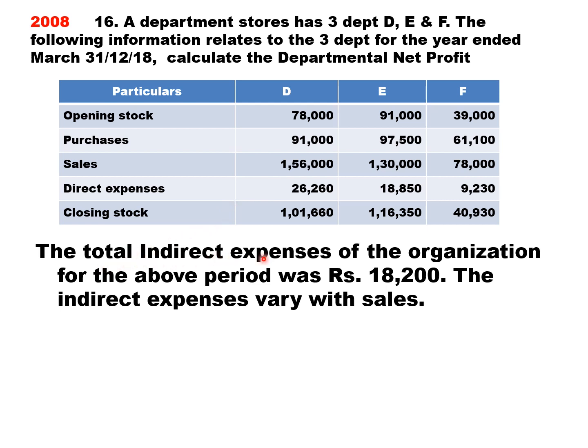The total indirect expenses of the organization for the above period was 18,200, and the indirect expenses vary with sales. It means indirect expenses are to be distributed in accordance with sales ratio. Now let us look at the solution. First, let us calculate the sales ratio.